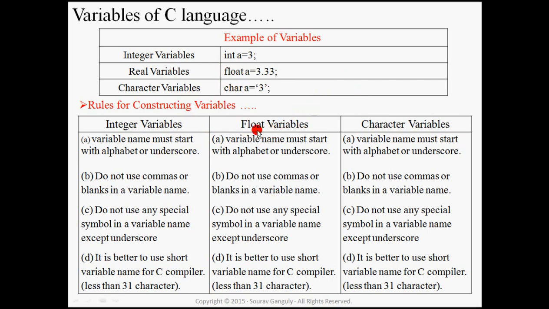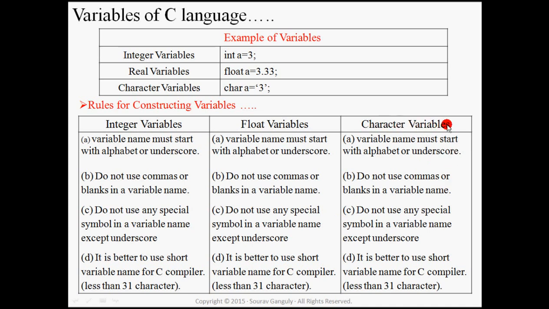Now come to the next case, that is float variables. The rules are more or less the same. Variable name must start with alphabet or underscore. Do not use comma or blanks in a variable name. Do not use any special symbol in a variable name except underscore. You cannot write a star here because it has its own meaning, or it is illegal. So you cannot use it here. It is better to use short variable names for C compiler.